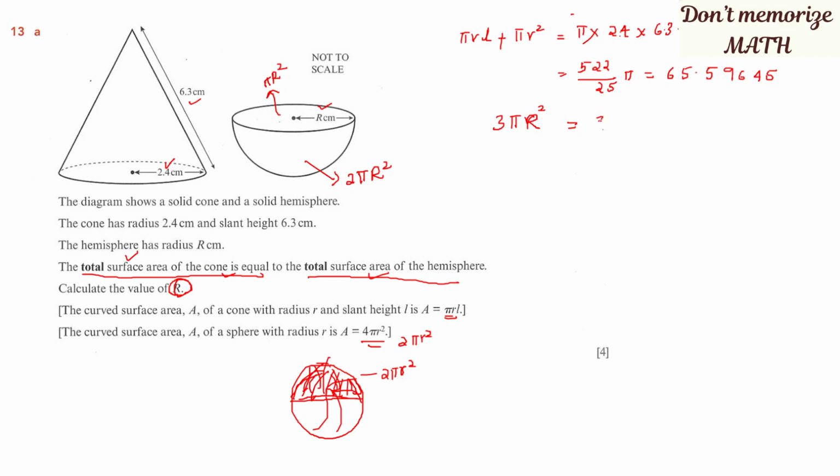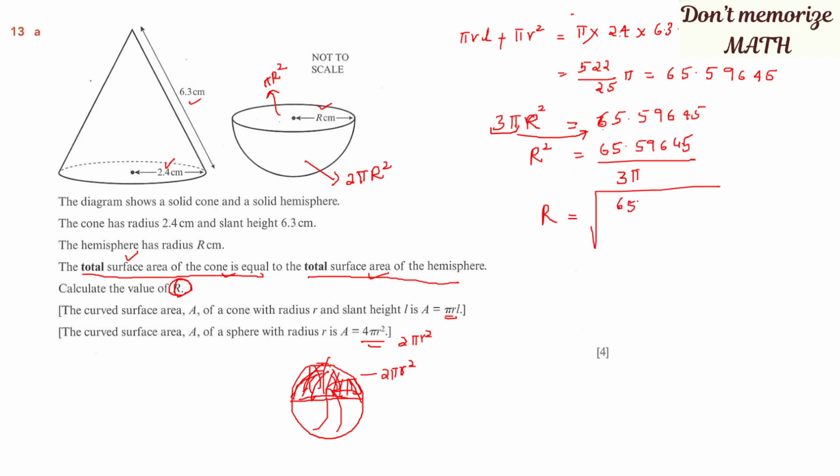Then 3 times pi r square, the area is the same, so you can take it as 65.59645. So what is r square? R square will be 65.59645 moved to the other side, divided by 3 pi. We just need capital R, so R will be the square root of 65.59645 divided by 3 pi.